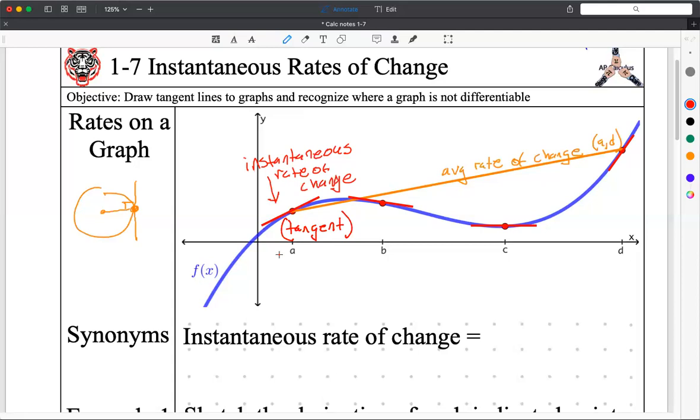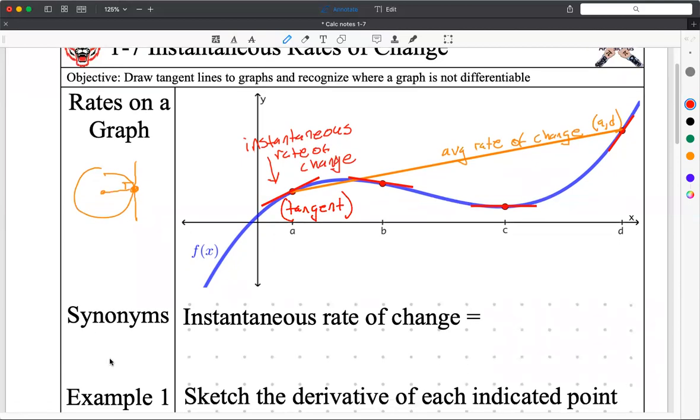Okay, so in AP Calculus, there's all these synonyms that you need to know. Like if they say, what is your average rate of change? They're really asking for what is the slope, right? So if I'm looking for an instantaneous rate of change, there's a bunch of different names that you need to associate that with.